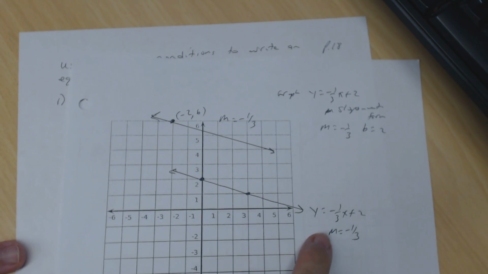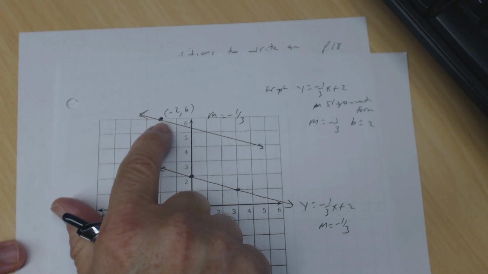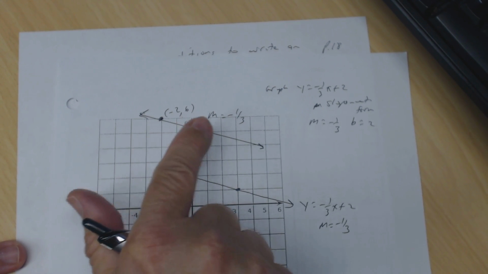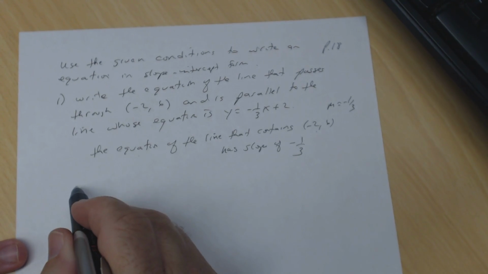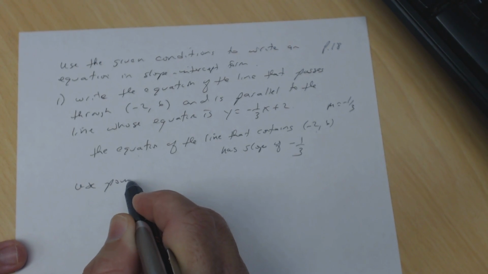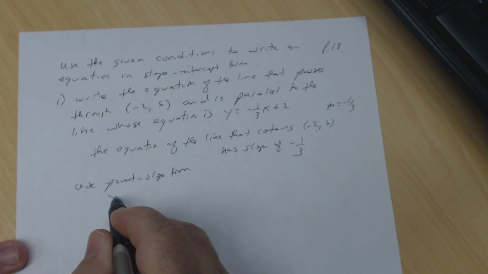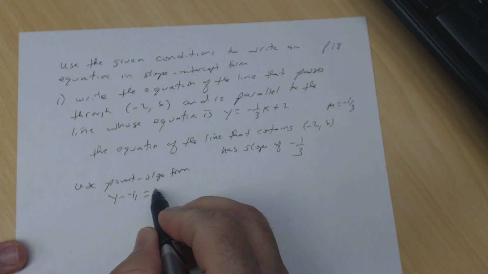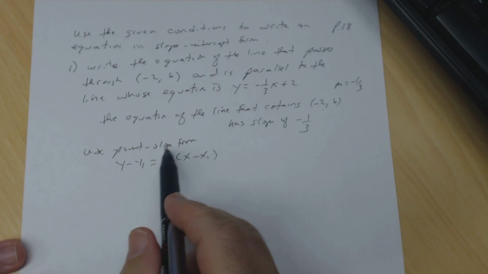So if the slope of this line is negative 1/3 and they're parallel, then the line that goes to this point that I'm interested in also has the same slope. And now you just use point slope form. Remember, point slope form is y minus y1 equals the slope times x minus x1. And so you just plug your information in.